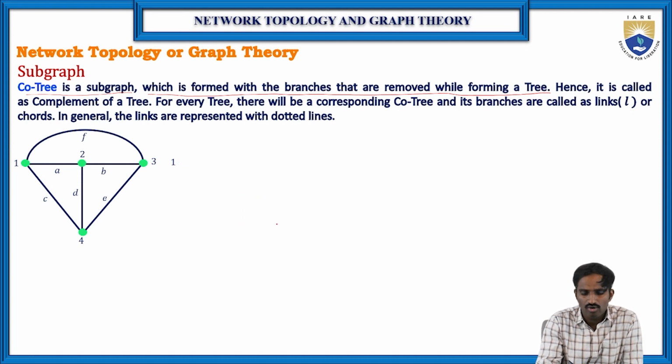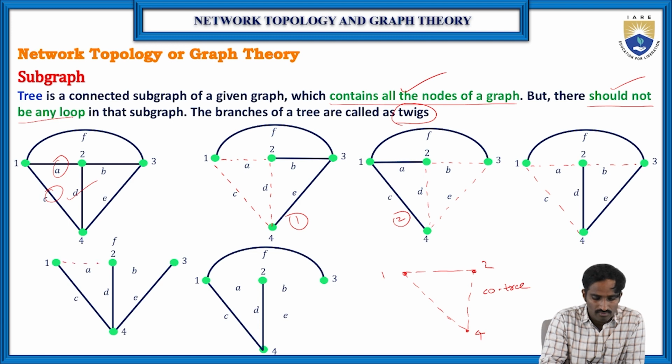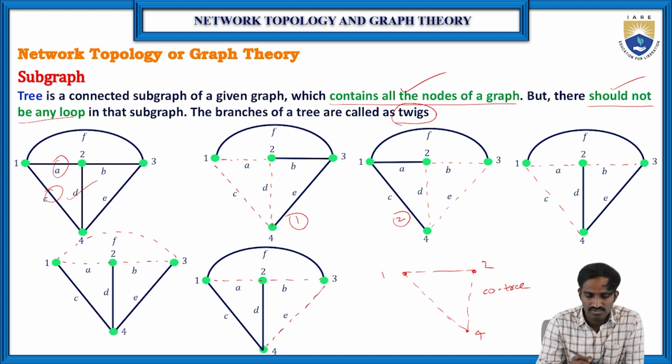Then coming to the second combination, what are the branches that we removed? This one, B, and again D, and again E. So this is one co-tree, with nodes 1, 2 and 3. And here A, B and F is one co-tree. And this one, A, E and B, is also one co-tree.